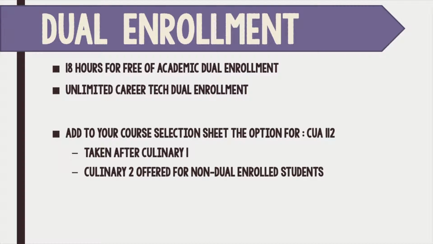There is one course to add to your course selection sheet, if you will write this at the bottom, and that is CUA 112, and that is for culinary arts. We are so excited. This is brand new. Culinary 2 is when you would take that class if you have that 2.0 GPA and want to earn college credit for it. If you just want to take Culinary 2 and you don't want to dual enroll, you can still sign up for that class as well.